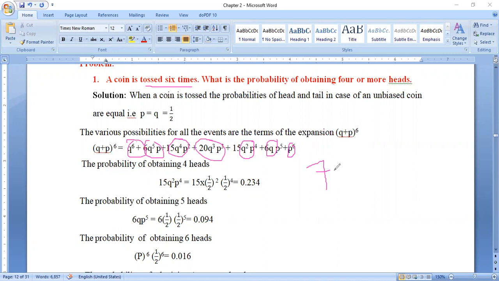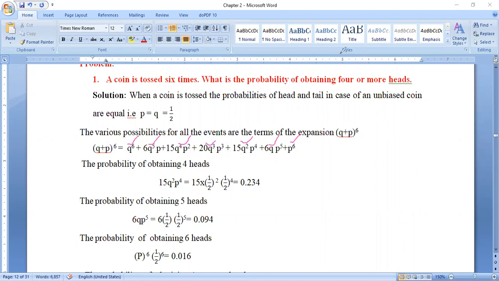Similarly, when 4 coins are tossed, n is equal to 4, there will be 5 terms, and so on. In this given question, a coin is tossed 6 times, but how many terms are there? How many steps are there? Number 1, number 2, number 3, number 4, number 5, number 6, number 7. So in binomial distribution also, these things we need to remember. This is about fitting a binomial distribution.